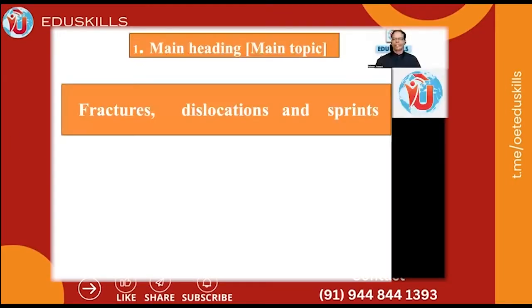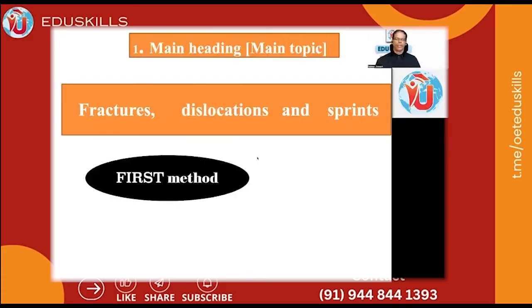So today we have taken a reading from the OET official site. Thank you, OET, for allowing me to use this particular text for teaching purpose. And the heading of the text, the main heading, is fractures, dislocations, and sprains. That is from the very first sample material given in the OET website.